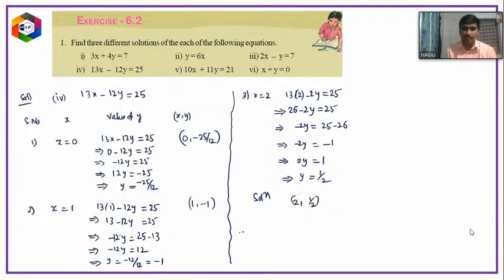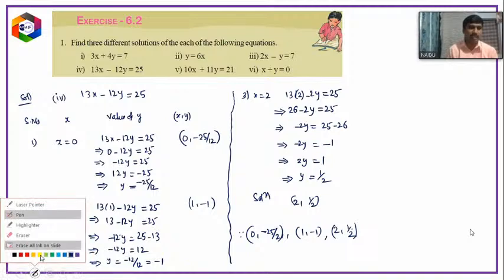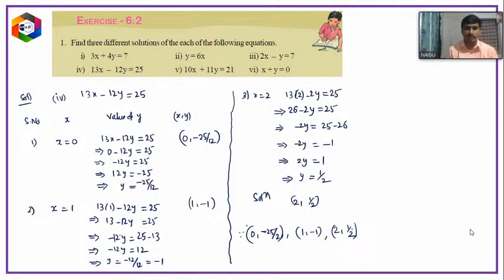So finally the three solutions we get here: one is 0 comma minus 25 by 2, the second one is 1 comma minus 1, and the third one is 2 comma 1 by 2. So these are the three solutions. Since it is asked to calculate any three solutions, I have taken these three. If you change the value of x, then based on the value of x, y will also change. I think it is clear, children, for everyone.